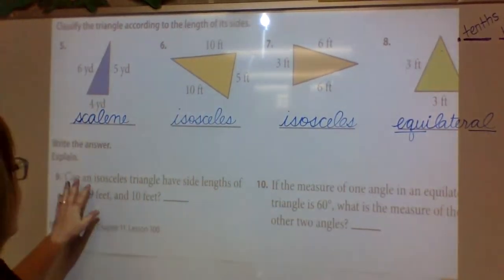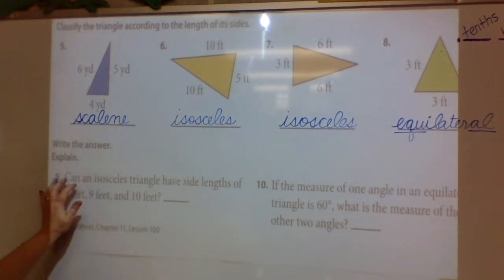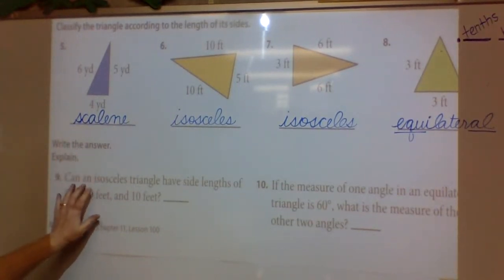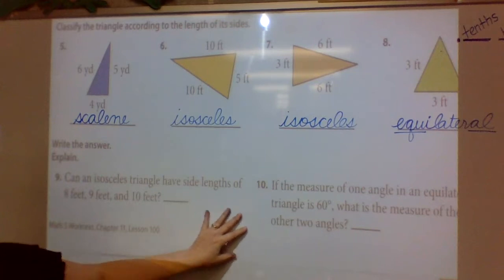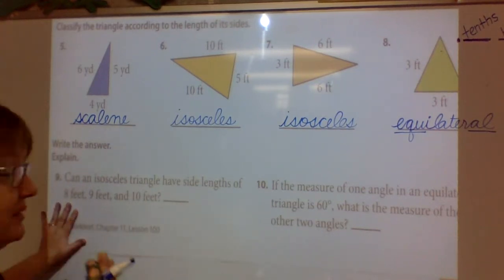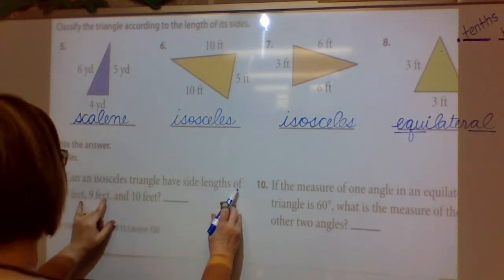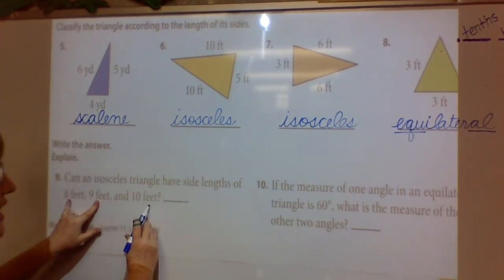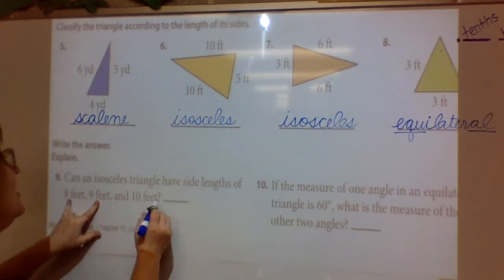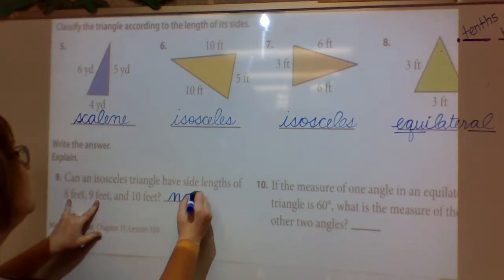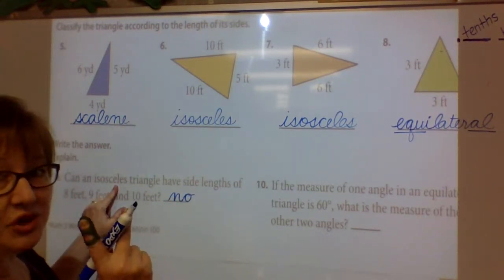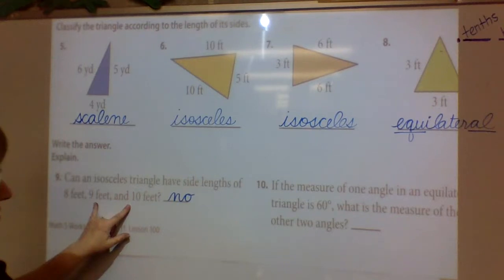Okay? Then it says down here, write the answer and explain. They don't give us a place to explain, so we're just going to explain with our mouths. It says, can an isosceles triangle have side lengths of 8, 9, and 10? No. Why? Because it has to have two that are the same, and they're not, right?